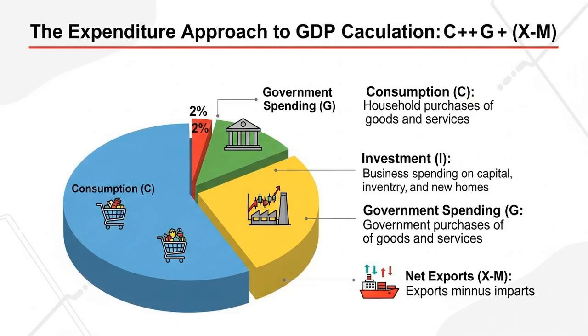G is for government spending. This includes everything the government buys, from building roads and schools to military hardware and paying public employees. And finally, net exports, which is a country's total exports minus its total imports. If a country exports more than it imports, that adds to GDP. If it imports more, it subtracts from it.